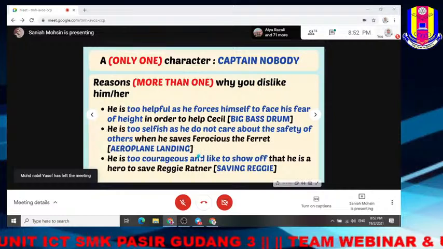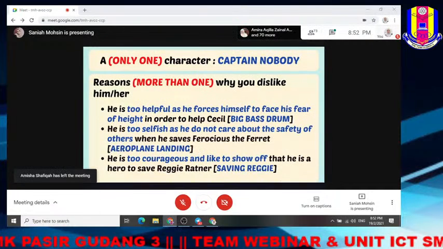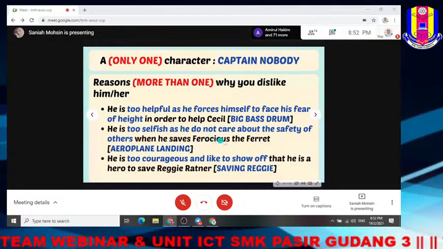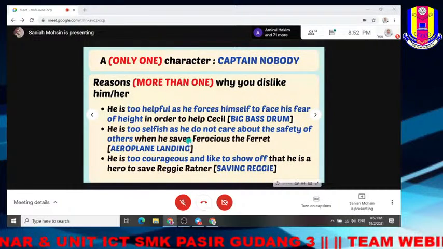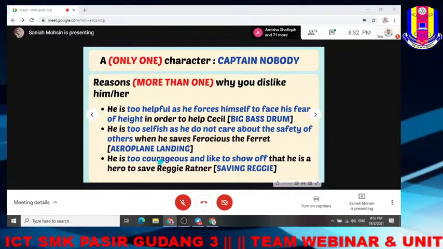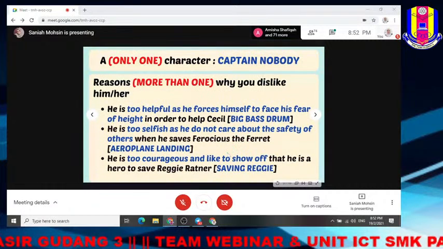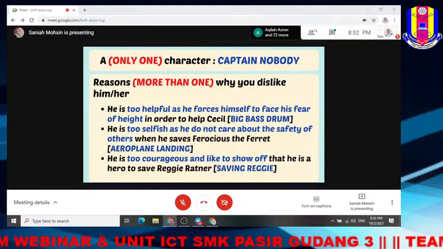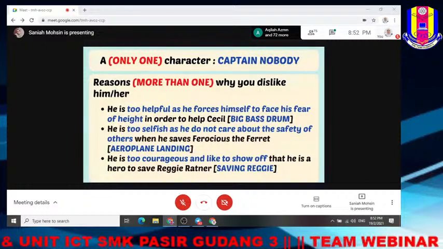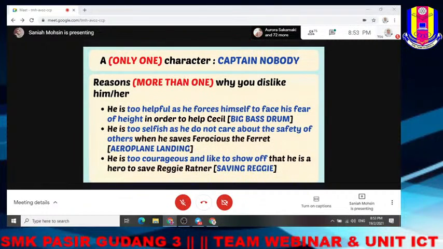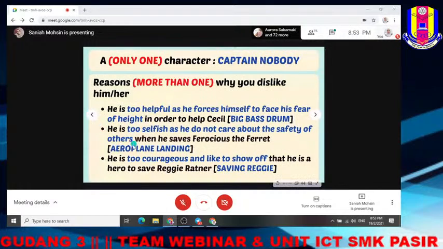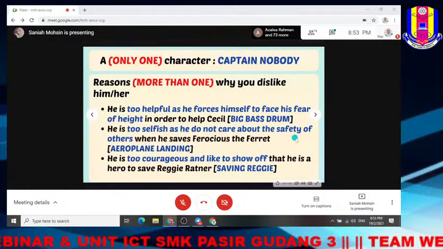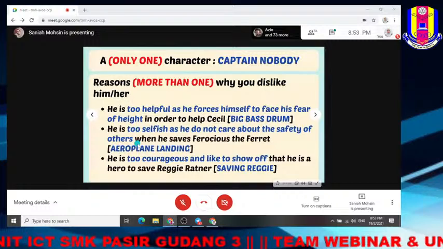Tadi kita cakap tentang the responsible. Event yang sama ni kita boleh cakap secara negatif, which is he is too selfish as he does not care about the safety of others when he perishes the ferret. So imagine highway, people are driving so fast. Tiba-tiba je ada budak tahan. So that means the cars need to do emergency brake. Kalau siapa yang tak sempat, there might be an accident. So over here, we can talk about Captain Nobody. He is too selfish, terlalu pentingkan diri. He does not care about the safety of others, especially on the road.